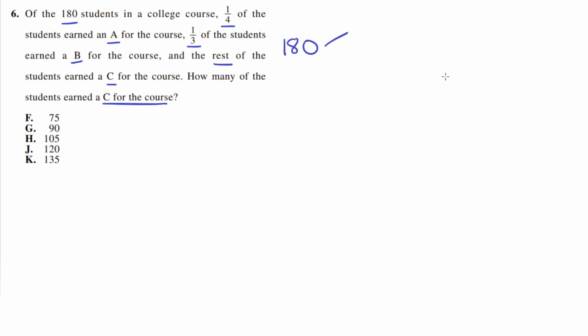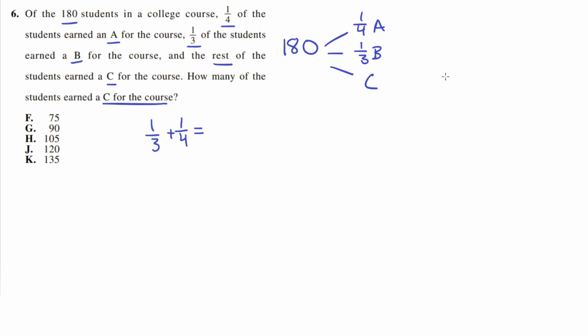180 students. 1/4 of them got an A, 1/3 got a B, and the rest got a C. So we need to find out how many of the students got a C. So let's calculate the total number of students that got an A or a B. So 1/3 plus 1/4. We can calculate how many students got an A or B.